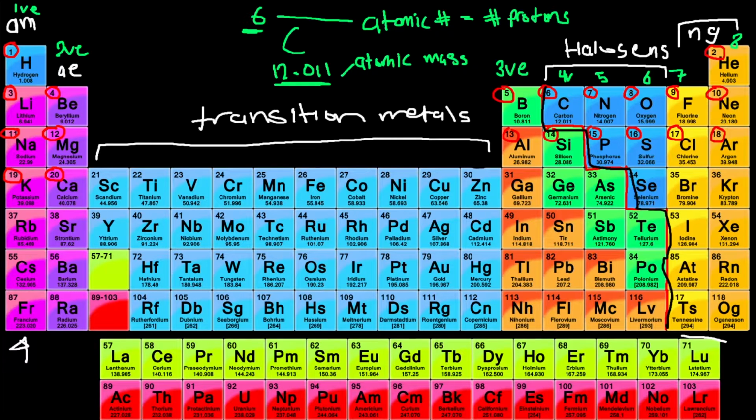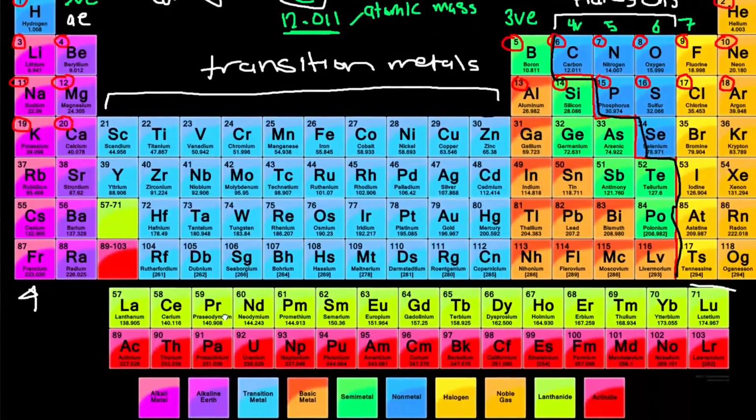Now C. C is the big letter in the middle. As you can see, there's H for hydrogen, Li for lithium, Be for beryllium. This is the symbol. So right here, this is the symbol.